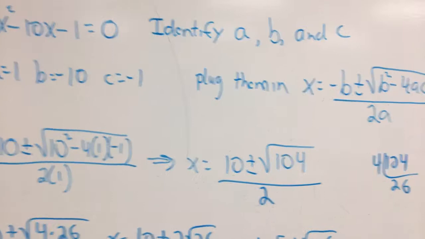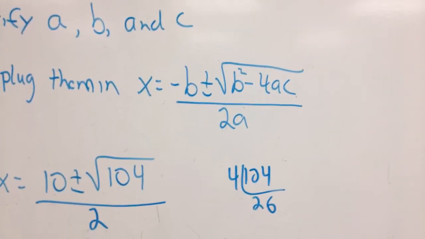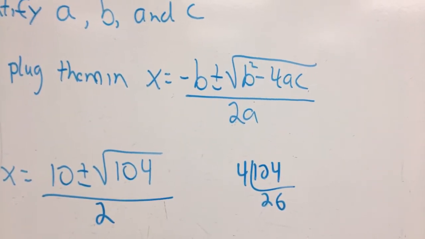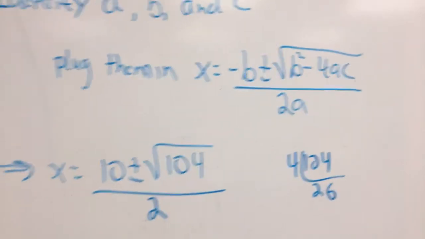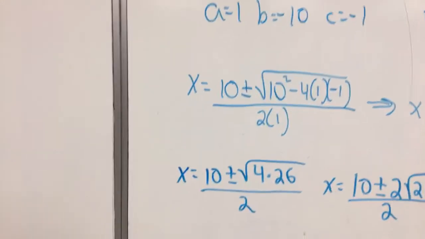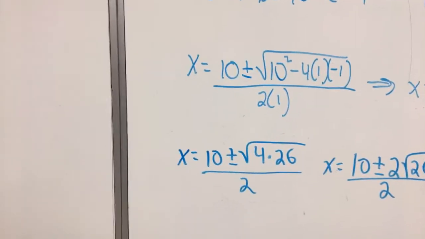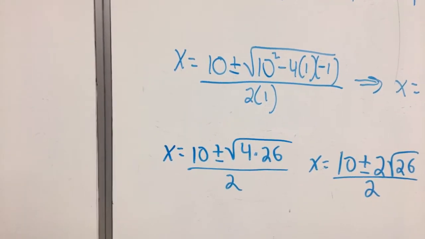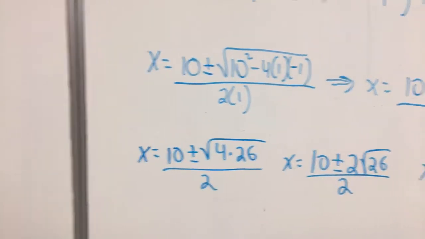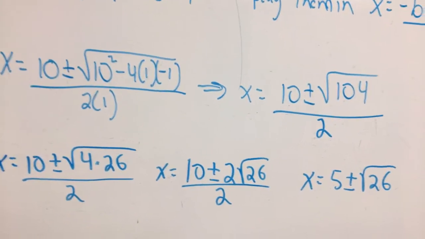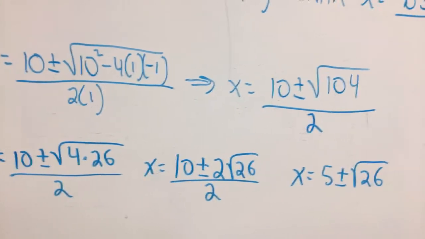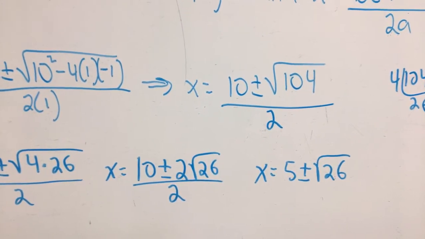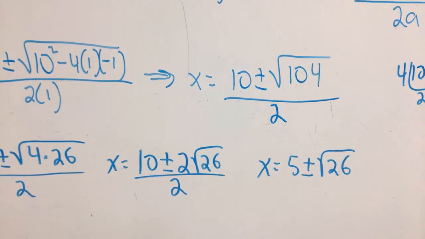Now 104. I know that 4 has a square factor. I'm going to divide it by 4. And look at that. It's 26 times 4. So I have to clean up that radical. Once again, it's that section 9.1 stuff again. So x is equal to 10 plus or minus the square root of 4 times 26 all divided by 2. The square root of 4 is 2. Now, simplify. And you get x is equal to 5 plus or minus the square root of 26.